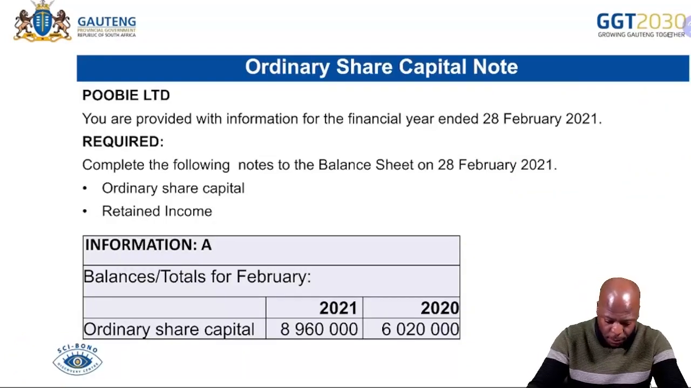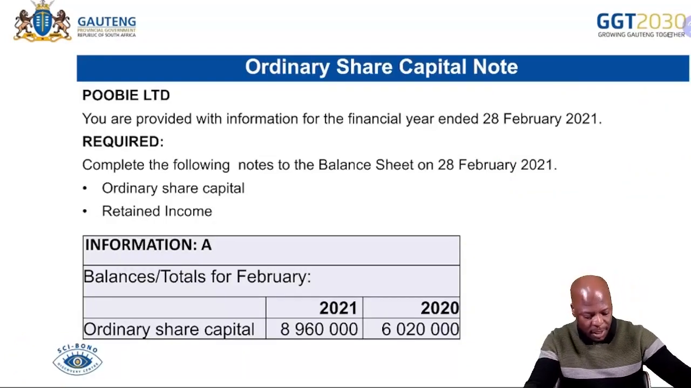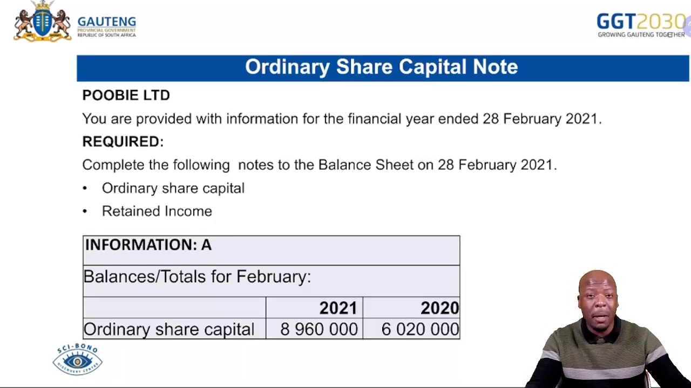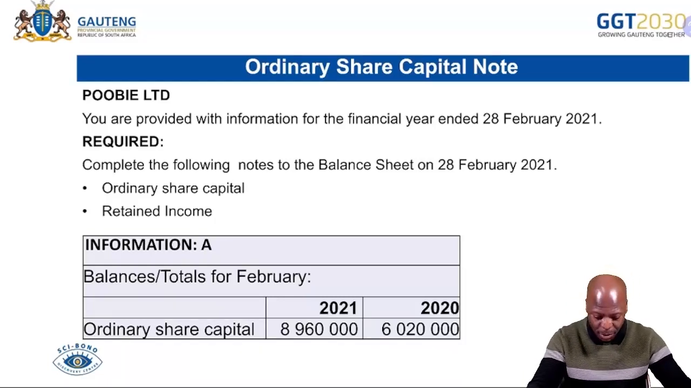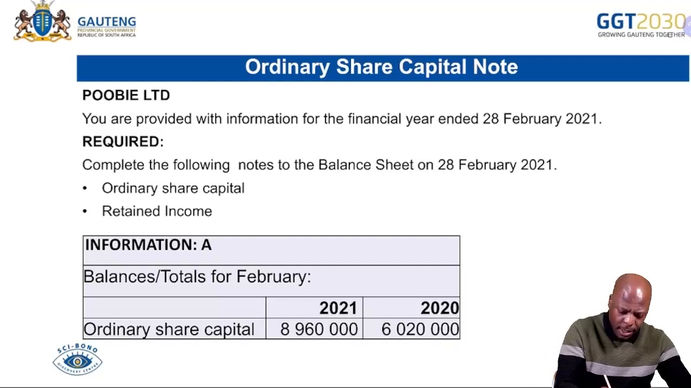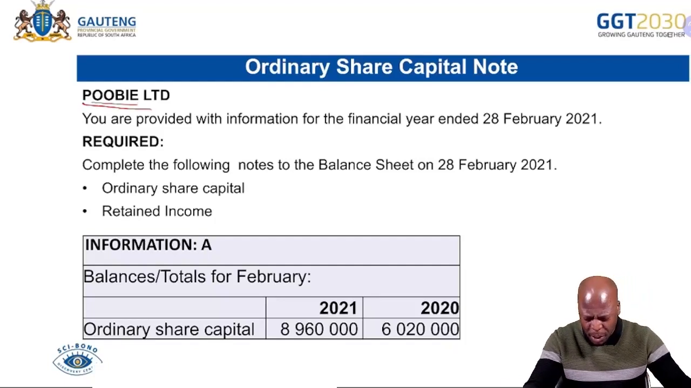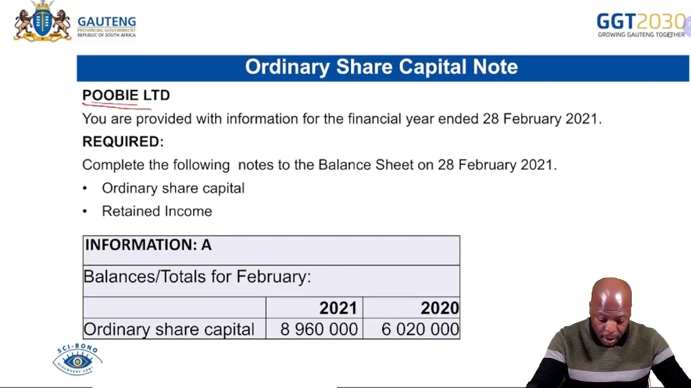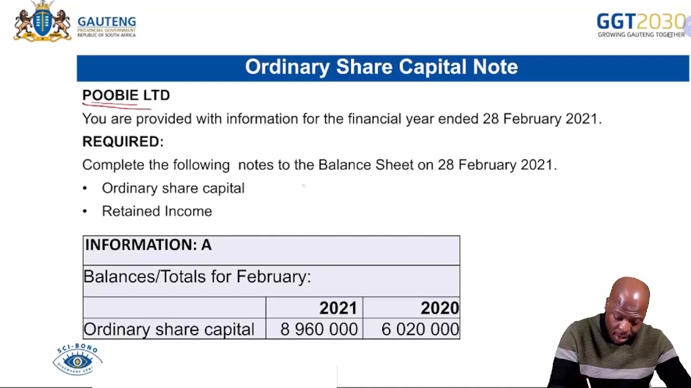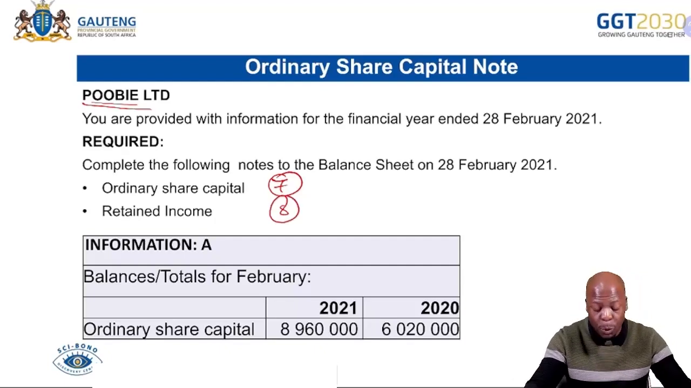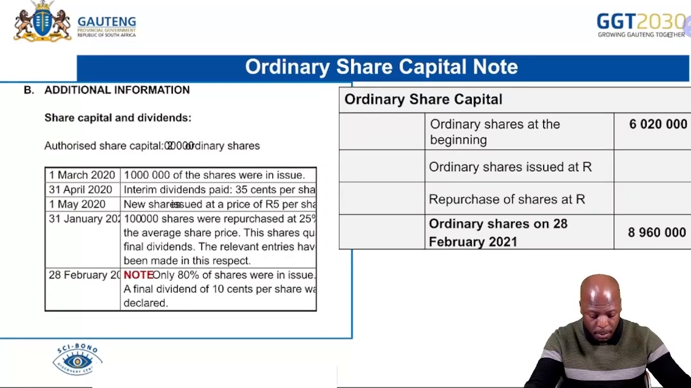All right. Now, I want us to do an activity. This is what I want you to do. I want you to grab a paper and pen, please. Let's start with figures. It says this is a business, Pubi Limited. You're provided with information for the financial year ended 28 February 2021. And it says required, complete the following notes to the balance sheet. Ordinary share capital, this is my note number 7. Retained income, this will be my note number 8. So these are two things that they require from us.